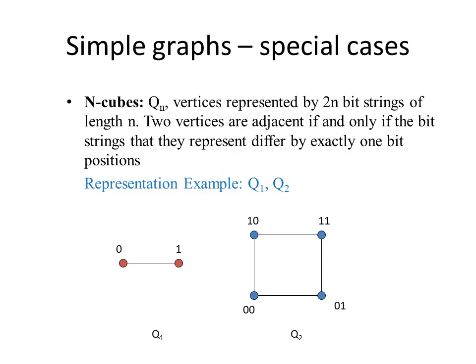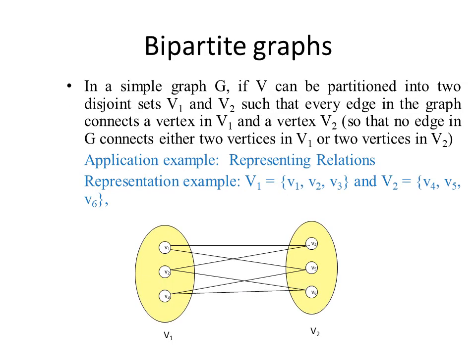Two vertices are adjacent if and only if the bit strings they represent differ by exactly 1 bit, meaning here 0 and 1, so the difference between 0 and 1 is exactly 1. So here 0 0 0, 1 1 0, 1 1 like that. And then the bipartite graph.